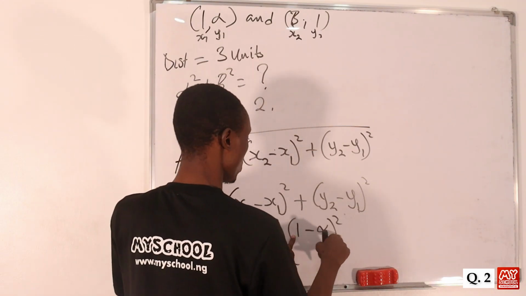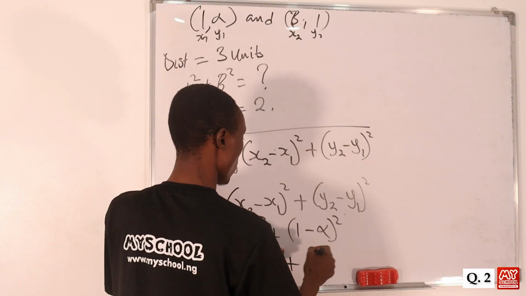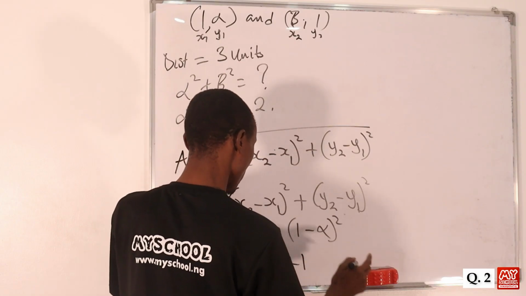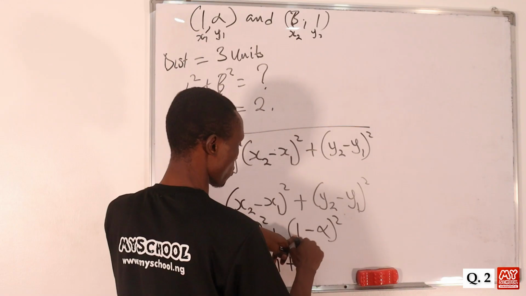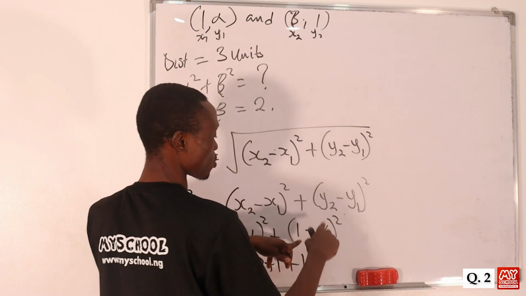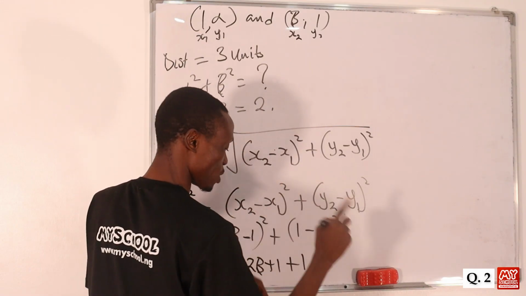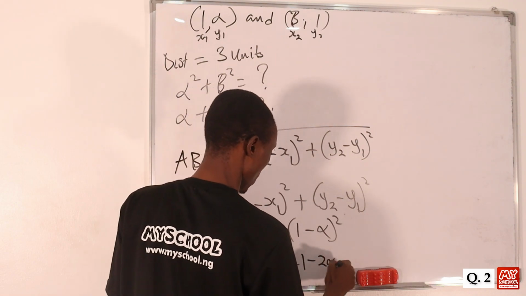So we still do the same thing here. So if we take the square of 1, that will give us 1. Then we use this 1 to multiply the minus alpha. That will give us minus alpha. Then we times it by 2. So that will give us minus 2 alpha.